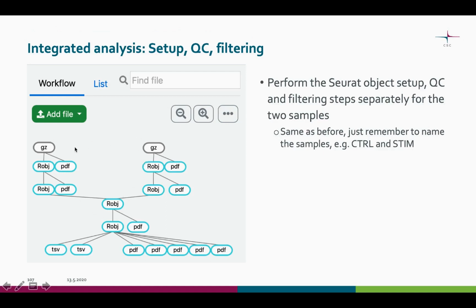Here are the two samples, and as you can see, the first steps are performed for both samples. The only thing we need to remember to do in the very first step is naming of the samples, so that they can be distinguished later on. For plotting purposes, we use these short names in capital letters. Before combining the samples, we have separate R objects for each sample. From here on, we only have one R object with all the data in it.